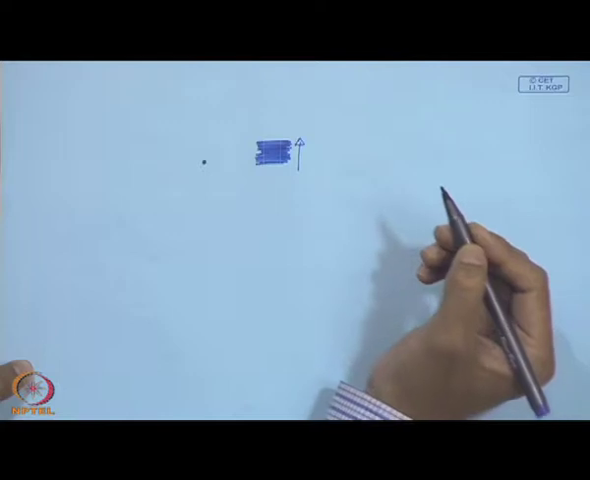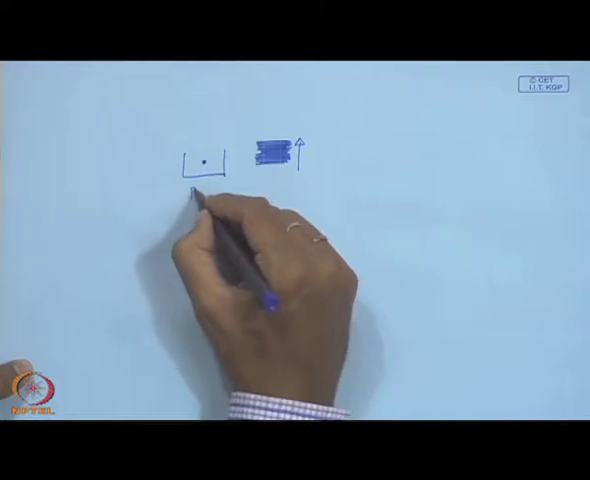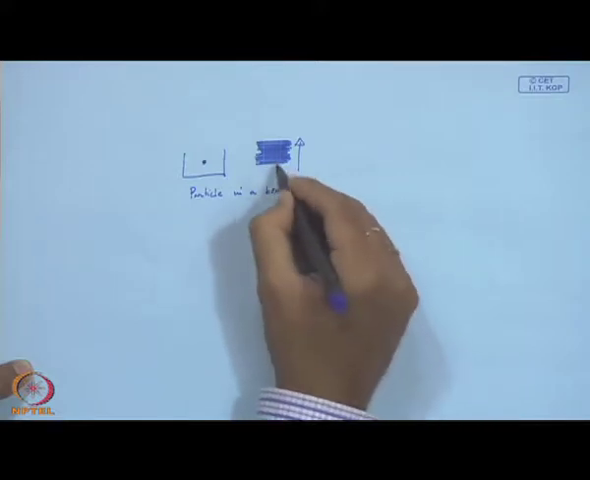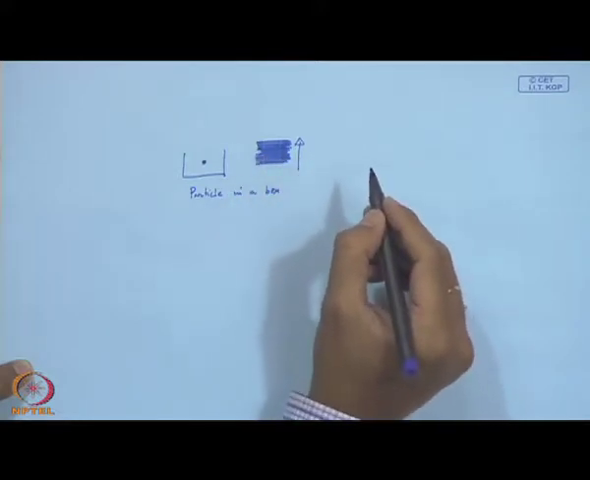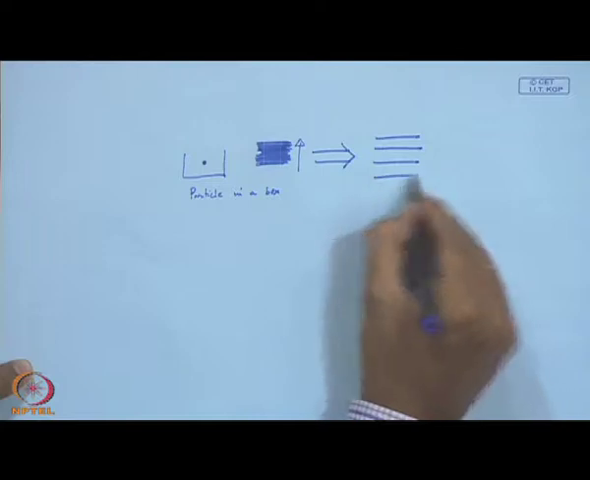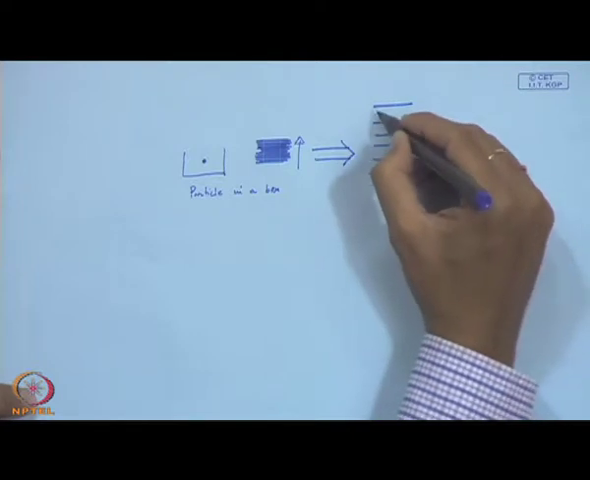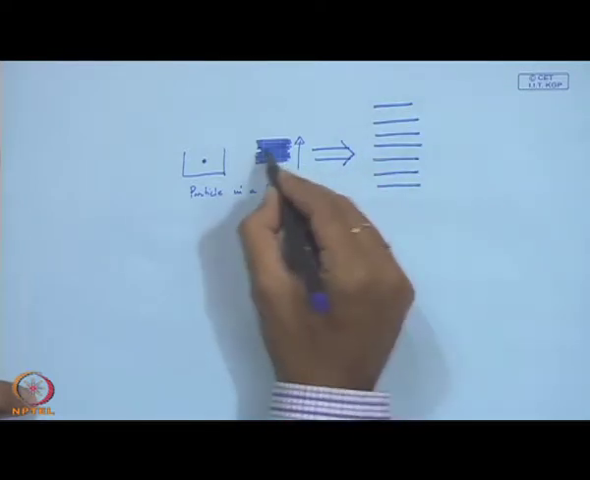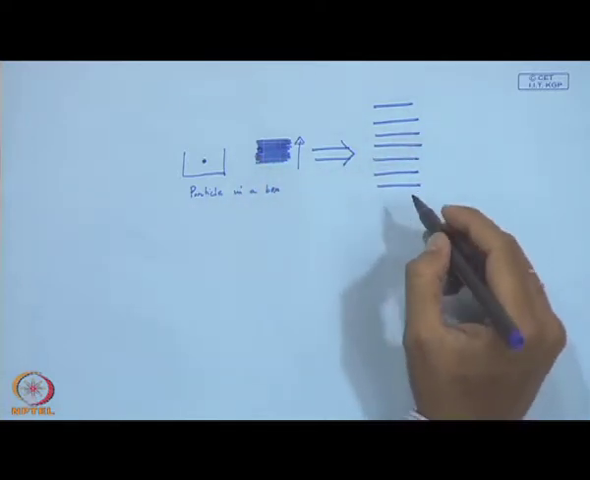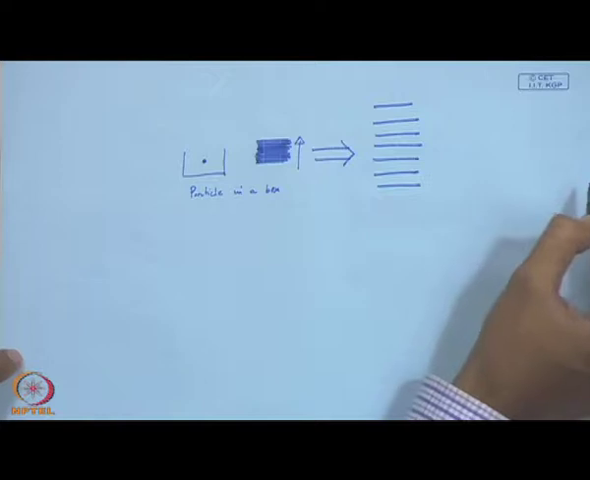Now, the moment you put this in a boundary, that is, a particle in a box, these continuous energy levels are converted to discrete energy levels, like this, a certain number of discrete energy levels. I am not drawing this to the appropriate scale, but just to show you that these continuous levels are now segregated into different levels. Therefore, these continuous energy levels are now converted to quantized energy levels.